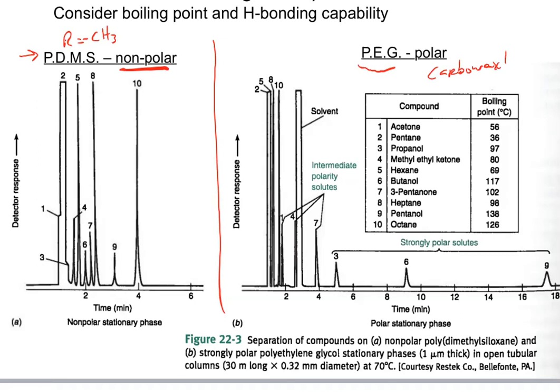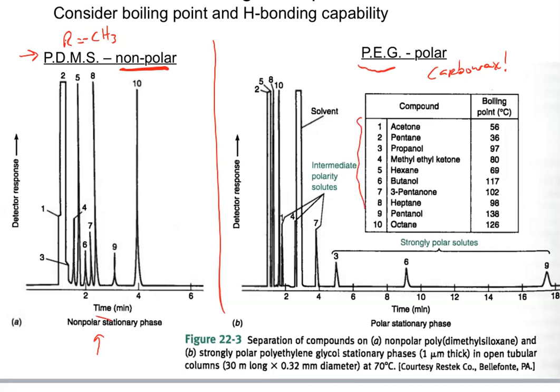This one's very, very polar. So we're running the same samples. Now, what we're going to do is we're going to consider this first chromatogram. Again, detector response versus time. No surprise, chromatogram, right? And what they've done, they injected the sample, multi-component mixture.